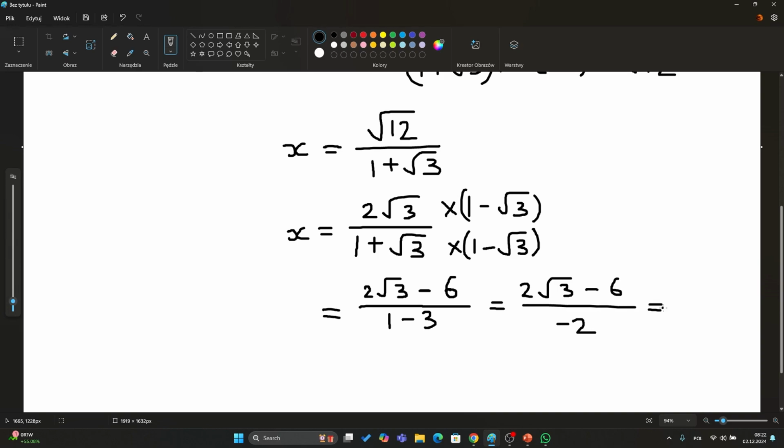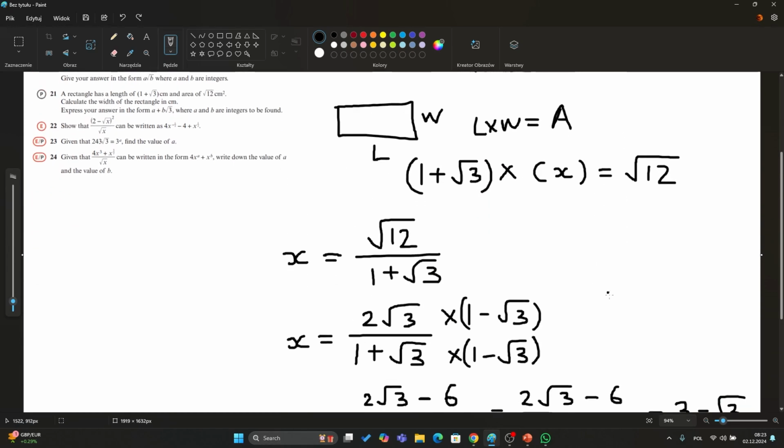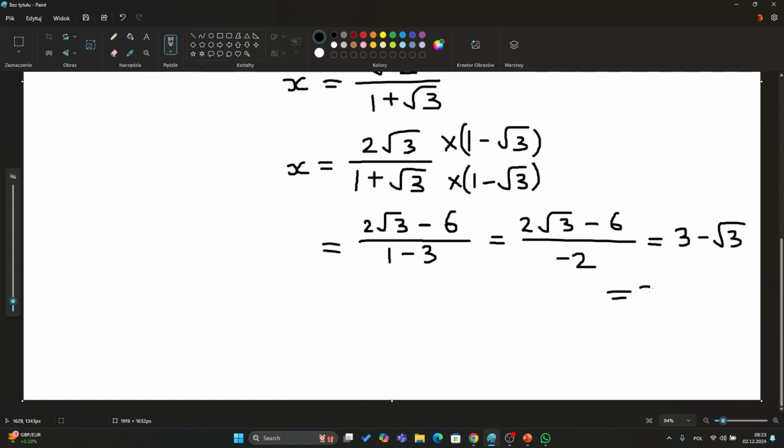And divide that by minus 2 is going to be 6 minus root 3. No, it's going to be 3 minus root 3. And don't forget about the units, which are centimeters squared. So it's 3 minus root 3 centimeters squared.